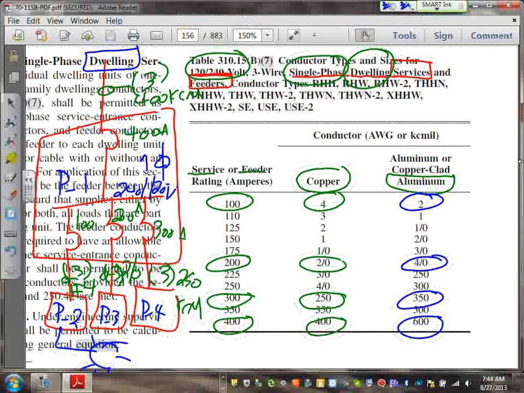Okay. That's what I would like you guys to know about this table. Everybody understand? So later on, as you guys start sizing the systems for me, and I say go size your conductors, where are you going to go? To this table. Now with this table, guys, you can size it.